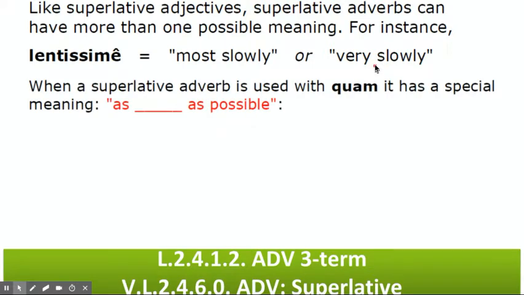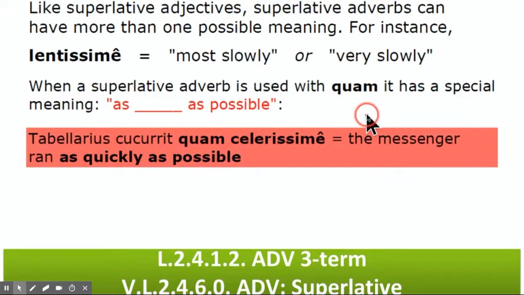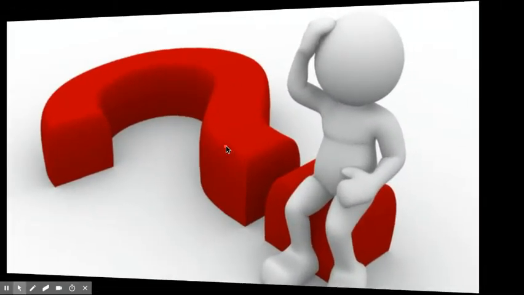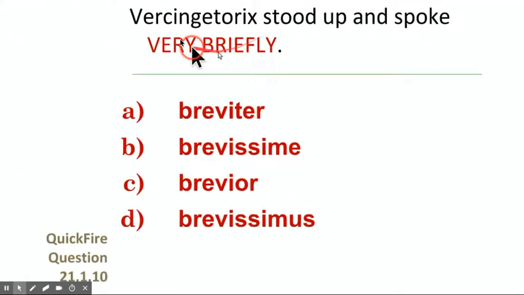But you can add a quam with that adverb to create the super superlative. As blank as possible. The letter carrier ran as quickly as possible. So what's the term? As fast as, it's a similar idea. So the tabularius ran as quickly as possible. Super superlative. All right, so very briefly.